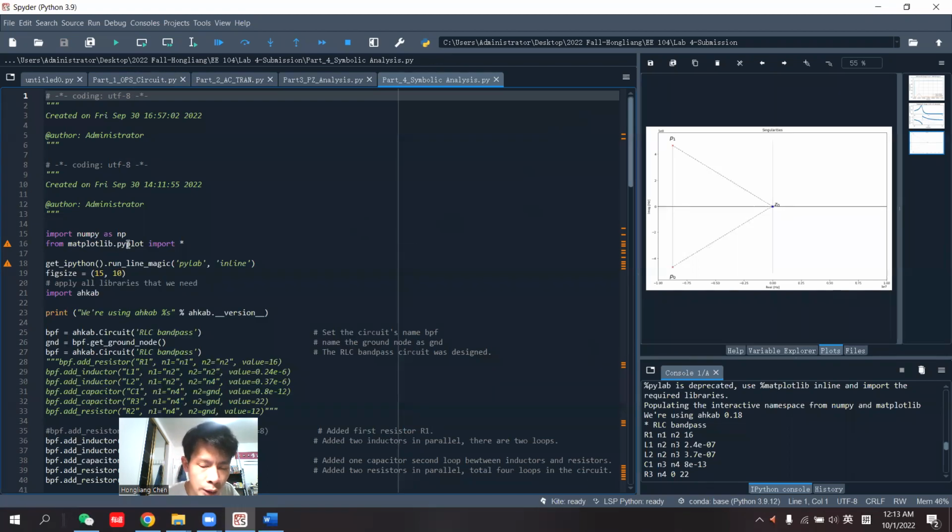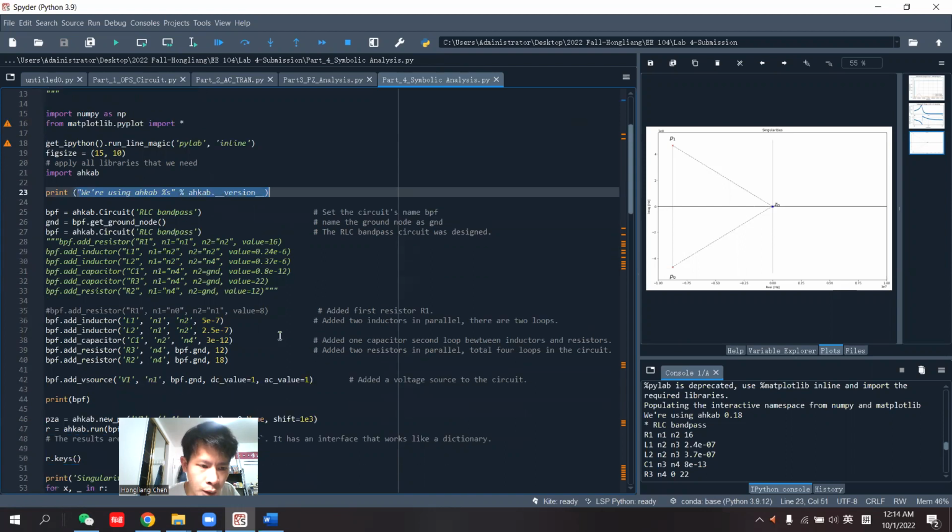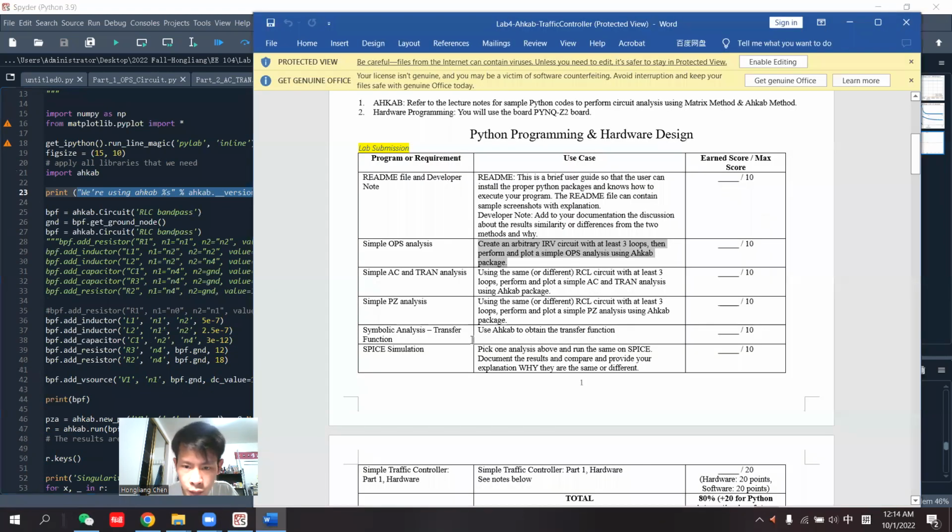I have to import all the libraries that we need in this program. Then I'm going to print out all the values of the parameters, including the inductor, capacitor, and resistor. And the requirement for all these analyses is at least 3 loops for the RCL circuits.